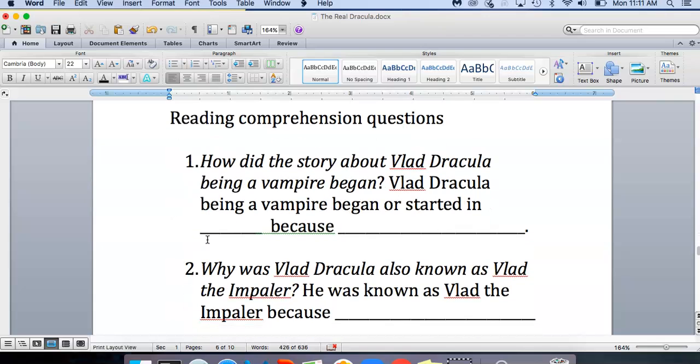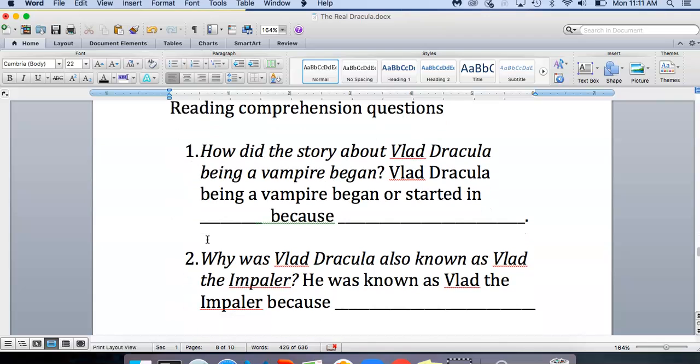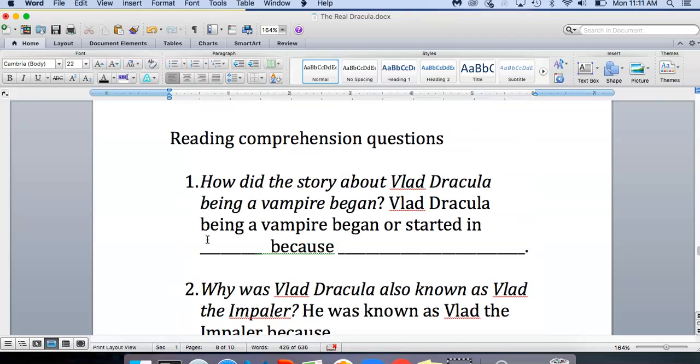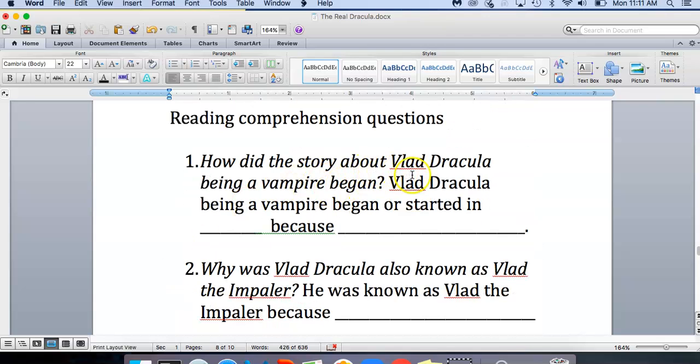Okay, so let's quickly read the questions that you have to answer. The first one is, how did the story about Vlad Dracula being a vampire begin? I will help you with the sentence frame. You can say, Vlad Dracula being a vampire began or started in, and you have to give me the year. When did that happen? Basically, why did the writer write about him?